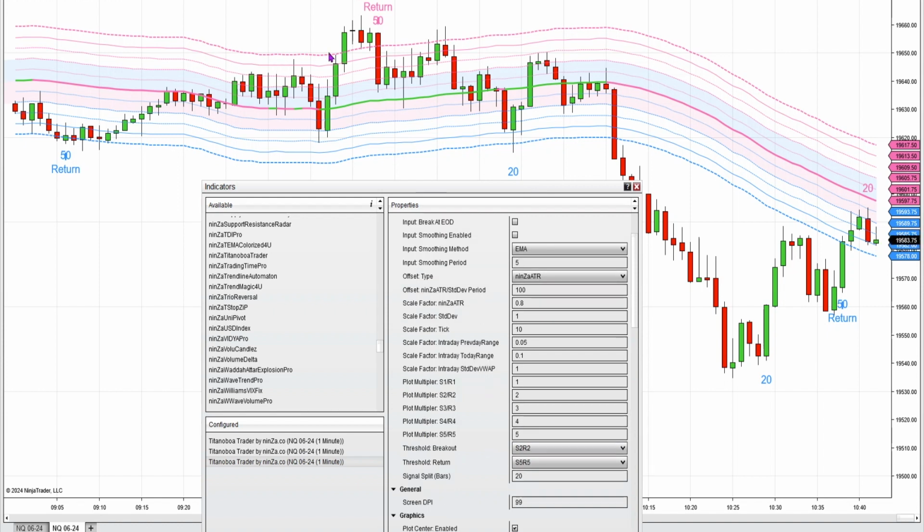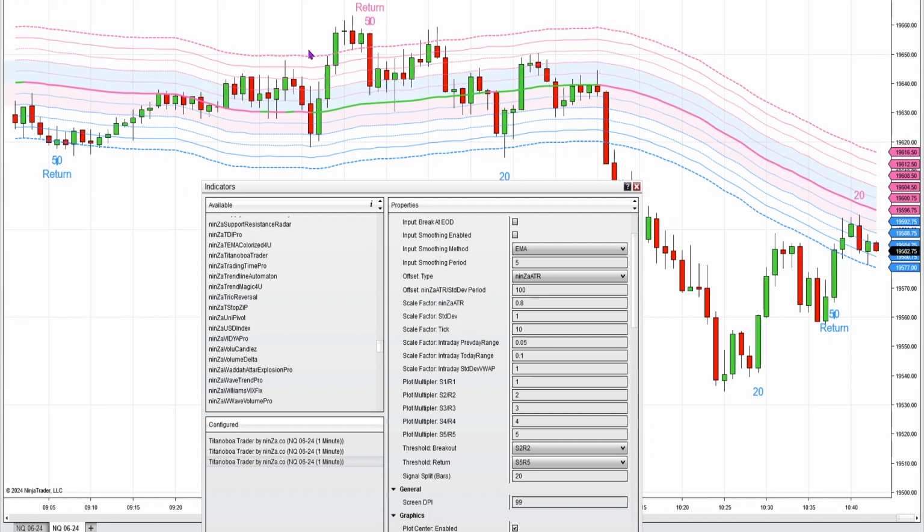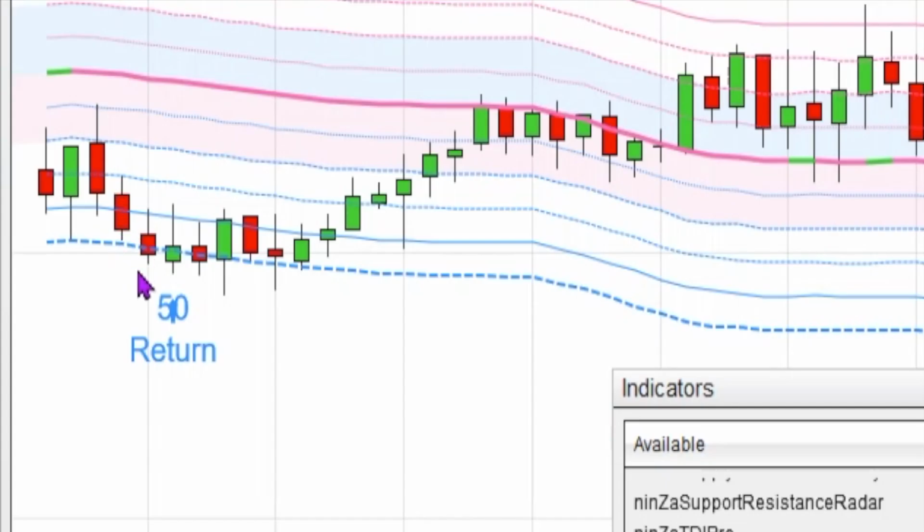It will print breakout signals and return signals. For this setup, I'm only using the return signals, and you can set the breakout and the return to any of these bands. So I want price to break out above this 5th level standard deviation band, and then when price returns back in, I get the signal. Here we got price breaking out of the 5th standard deviation band, we get a return, we get a signal.